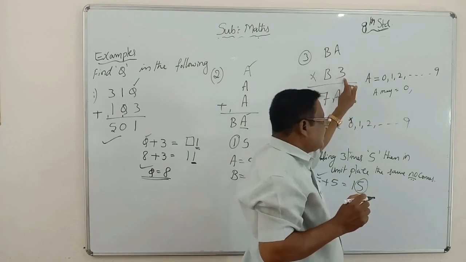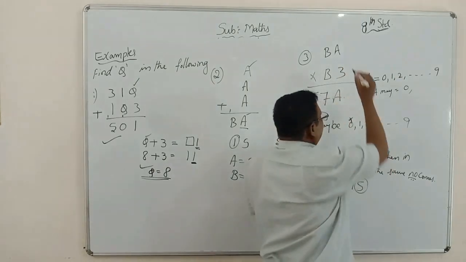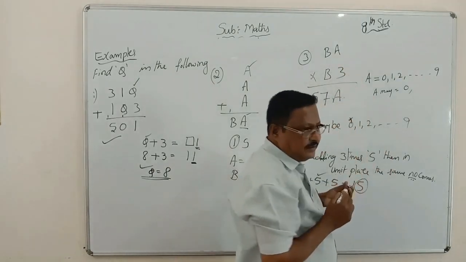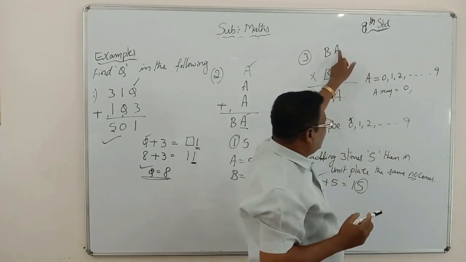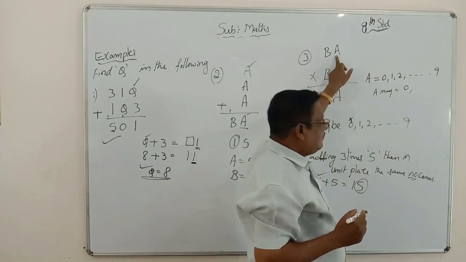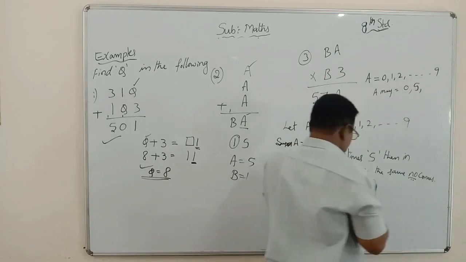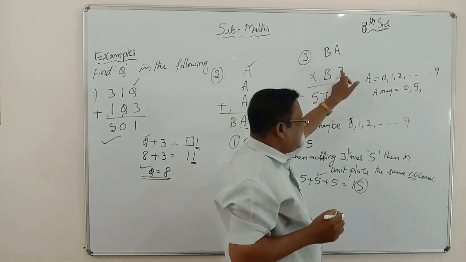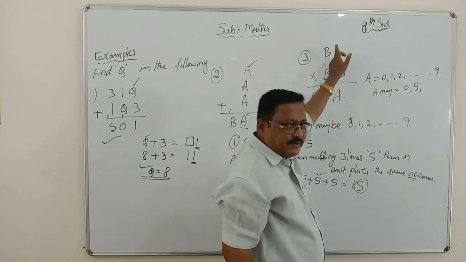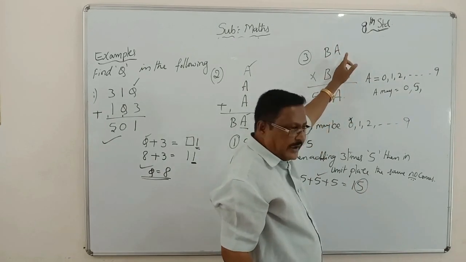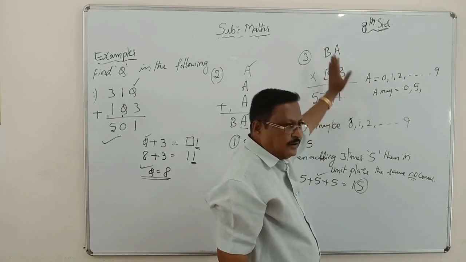2, 2 3s are 6. It does not come. 3, 3 3s are 9. It is not there. 4, 4 3s are 12. It is also wrong. 5, 5 3s are 15. Next 6, 6 3s are 18. It is wrong. 7, 7 3s are 21. Wrong. 8, 8 3s are 24. Wrong. 9 3s are 27.